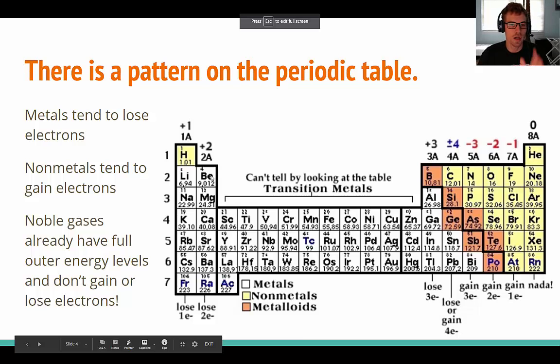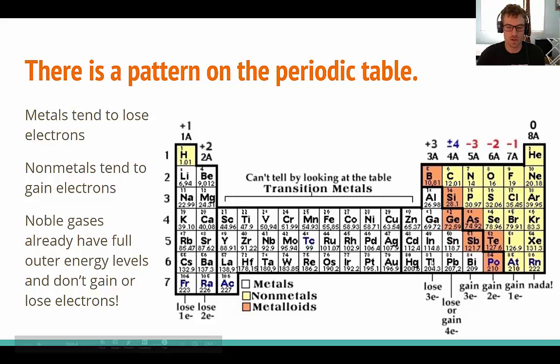Okay, so if we take a look here, our metals tend to lose electrons because they only have a few in that outer energy level. They only have a few valence electrons, so they tend to lose those. Whereas our non-metals are going to tend to gain electrons because they have a lot already. They just want to pick up a few more in order to have their outer energy levels full.